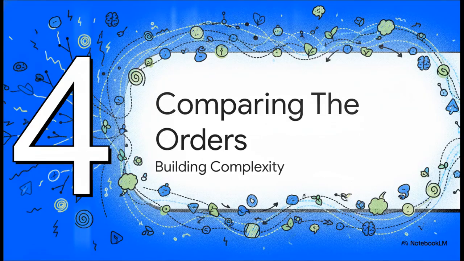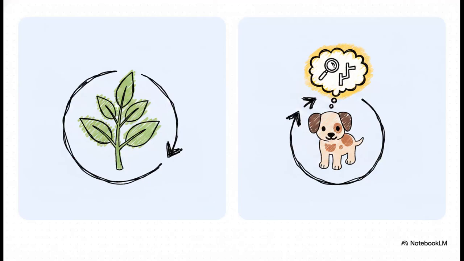Section 4, comparing the orders, building complexity. Let's slow down the pacing here for just a second. I really want to unpack the philosophical weight of how this consciousness evolves as we jump from one order to the next. Let's look at the jump from the pranic order to the animal order.